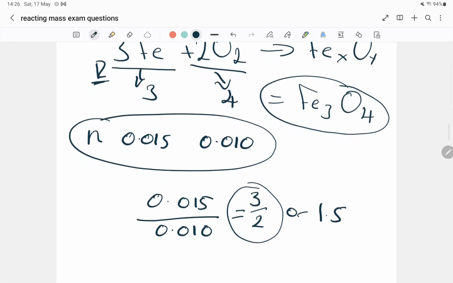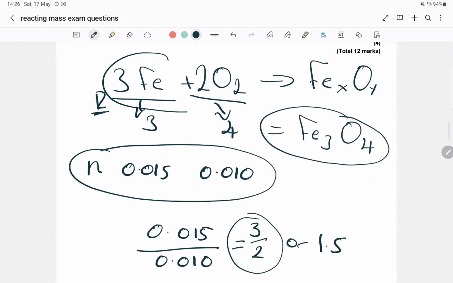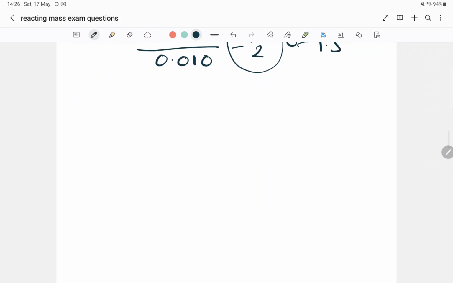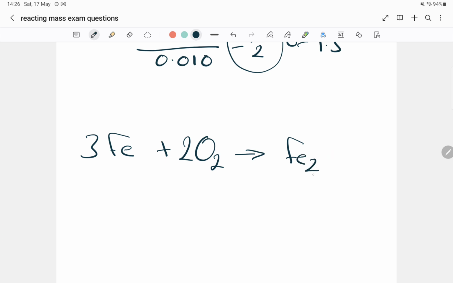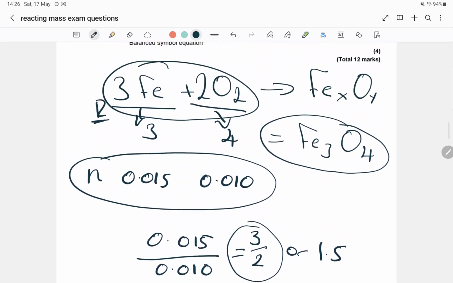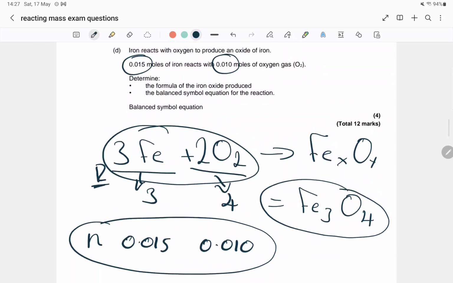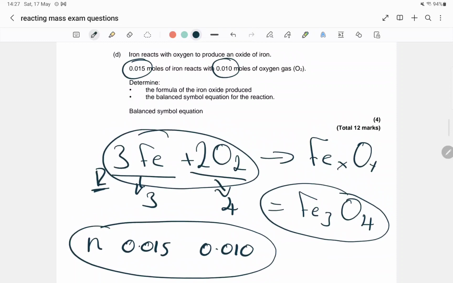So then when they want me to balance my equation, well, I know I've got this part. This part's done. So I've got 3 lots of Fe plus 2 lots of O2 goes to Fe3O4. That's this question done. Nothing else that you would need to do for this question. Quite an easy 4 marks, but quite difficult to figure out what the question is actually asking you to do.